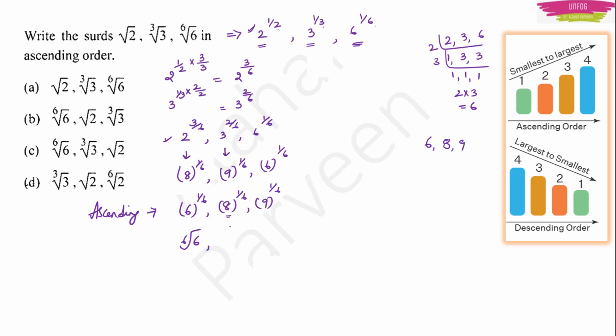6th root of 6. This I can write as square root of 2, and this number I can write as cube root of 3, correct? Because 9 to the power 1 by 6 came from the middle number, right? 3 to the power 1 by 3, right? So 6th root of 6, square root of 2 and cube root of 3 means it is option B. That will be the correct answer.